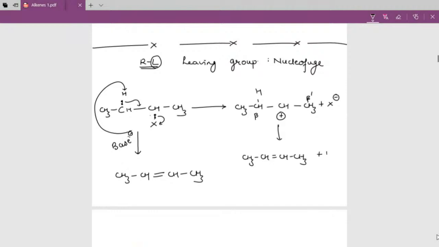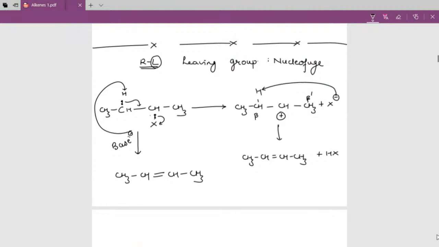Where this H goes, who takes it, there are so many variable things, but here I'm having a support of this X minus. Okay, so see, this is a two-step process. This is a single-step process. Okay, there could be other methods also.